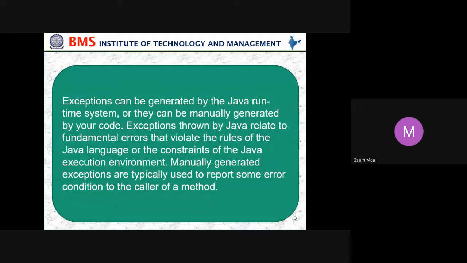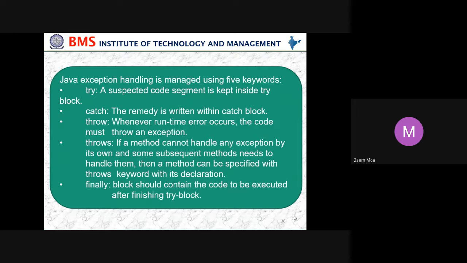Exceptions can be generated by the Java runtime system or they can be manually generated by the code. Exceptions thrown by Java relate to fundamental errors that violate the rules of the Java language or the constraints of the Java execution environment. Manually generated exceptions are typically used to report some error condition to the caller of a method. So Java exception handling is managed using five keywords.